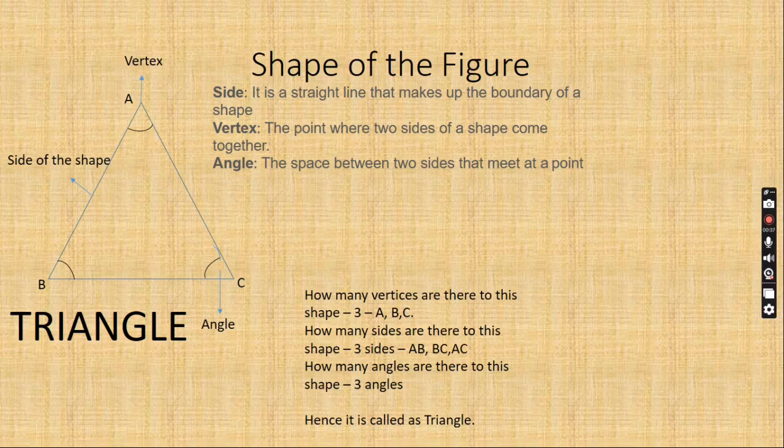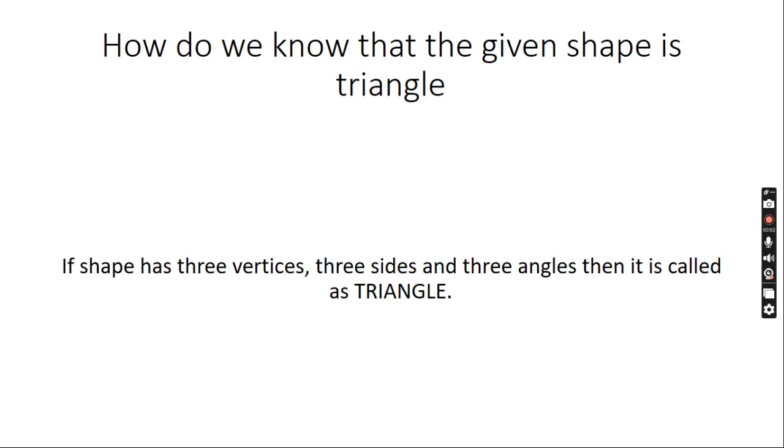First, how many vertices are there in this shape? It has three vertices A, B, C. How many sides are there in this shape? Three sides, AB, BC, and AC. How many angles are there in this shape? It has three angles, hence it is called a triangle.